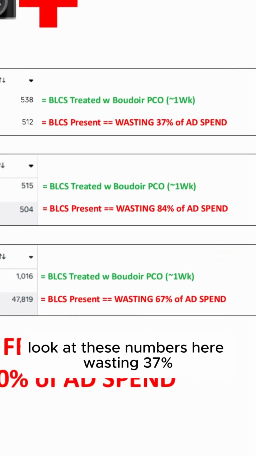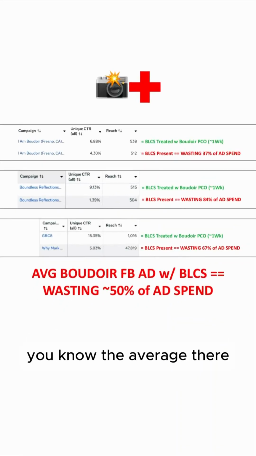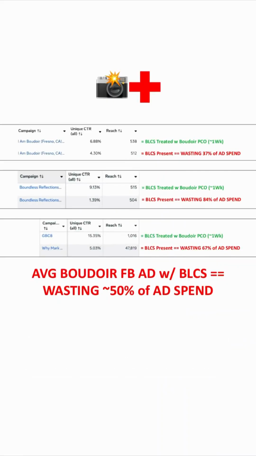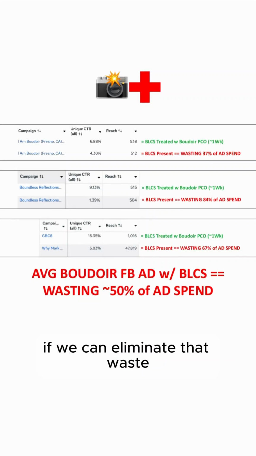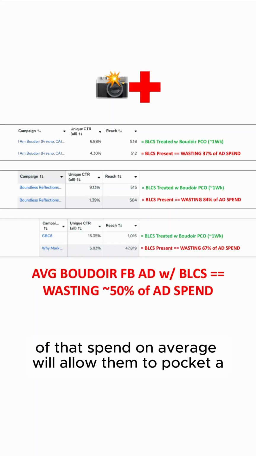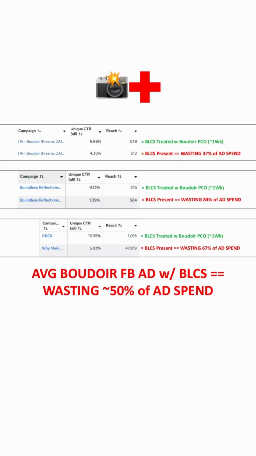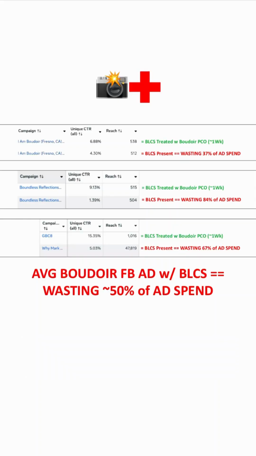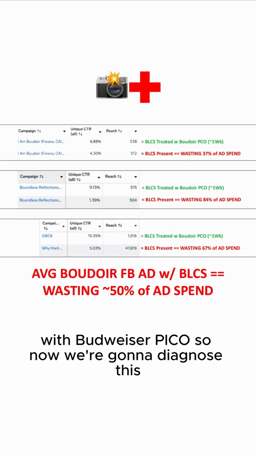So I mean, look at these numbers here: wasting 37%, wasting 84%, wasting 67%. So the average there is somewhere between 50 to 60%. So if they're spending 10 grand a month on Boudoir Facebook ads, if we can eliminate that wasted ad spend, on average, we'll allow them to pocket 5K a month, and that's approximately 60K over the next 12 months. Literally back in their pocket, simply not being wasted, paid to the Zuck with Boudoir Pico.